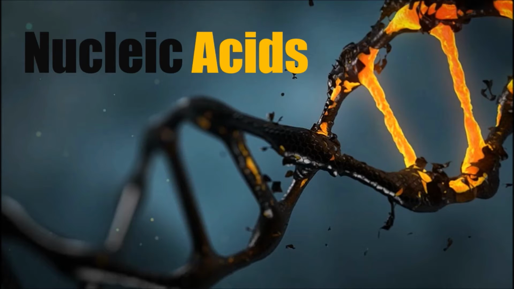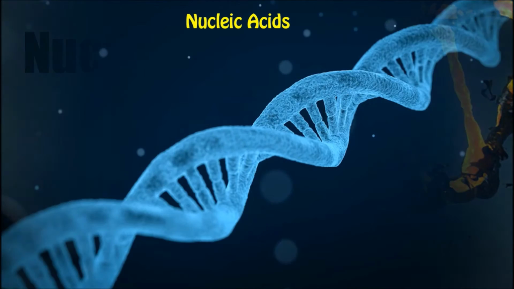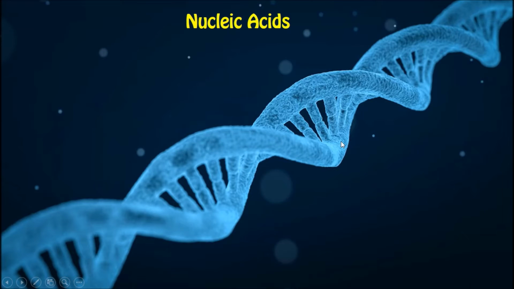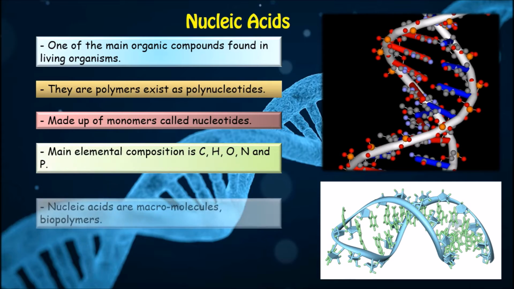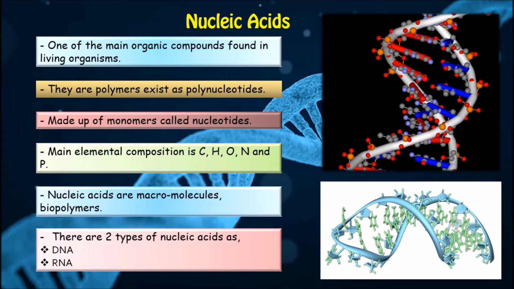Today in this video we are going to discuss nucleic acids. They are another class of main organic compound found in organisms. Hereditary information and the information needed to make proteins when necessary are stored in nucleic acids, mainly in DNA. Nucleic acids are polymers that exist as polynucleotides made up of monomers called nucleotides.